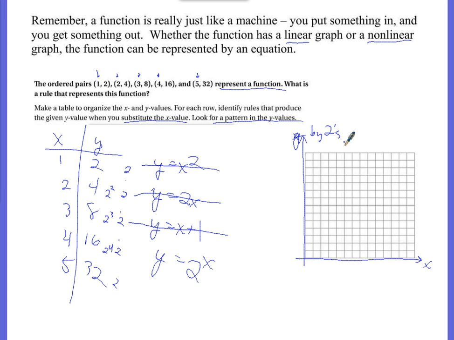So for 1, we have 2, which is there. For 2, we have 4, which is there. For 3, we have 8. Oops, not there. It's there. We're going by 2's. Sorry. For 3, we have 8, which is there. For 4, we have 16. So there's 8, 10, 12, 14, 16. And then for 5, we have 32. So there's 5. That's 16 right there. 18, 20, 22, 24, 26, 28. So I'm going to guess at 30 and then 32 being right there. It's another hockey stick looking graph.